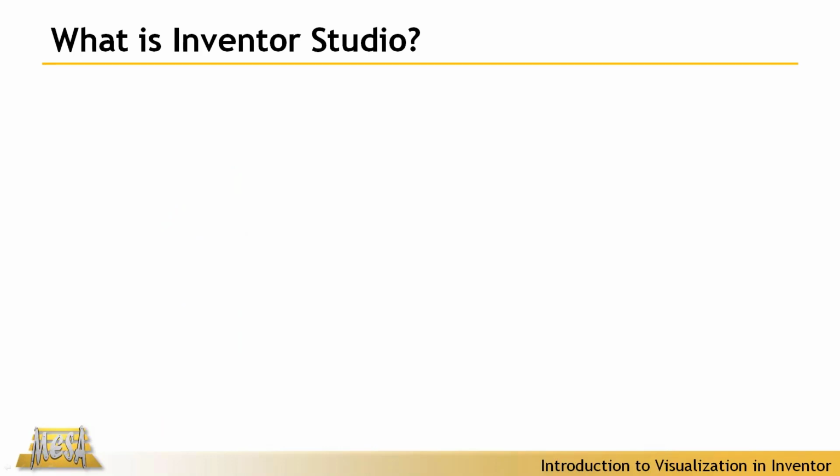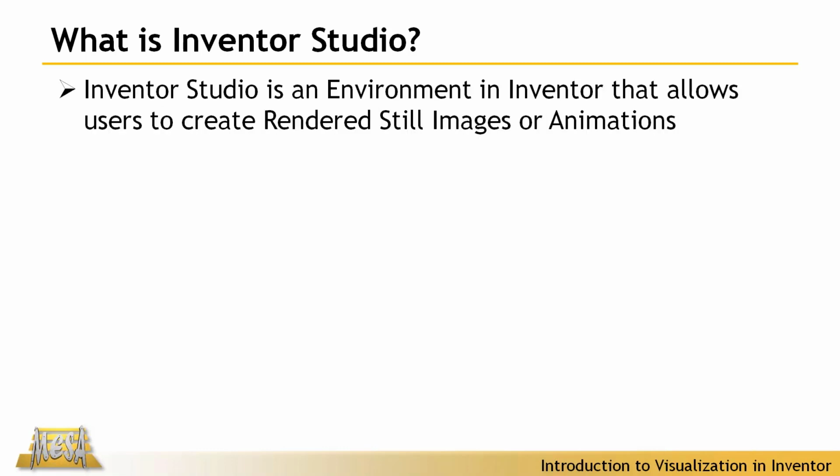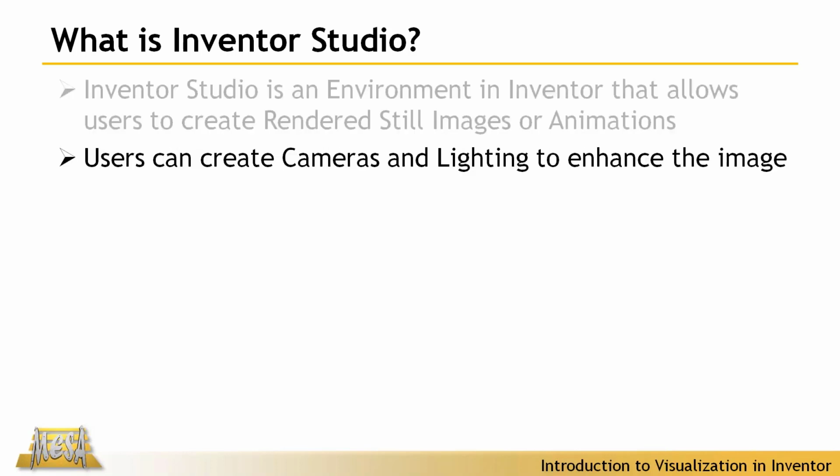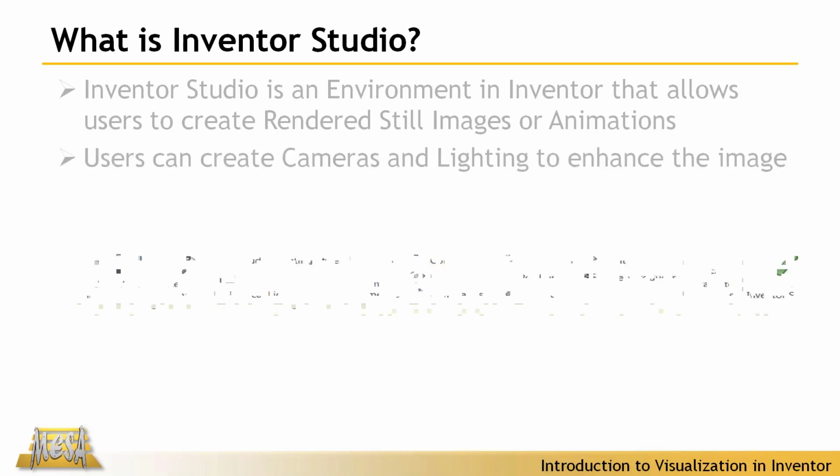So let's talk about Inventor Studio. What is Inventor Studio? Inventor Studio is an environment or sub-environment in Inventor that allows users to render still images or animations. It's pretty straightforward. Users can create cameras and lighting to get the right scene. I always think to myself that my first step is to set the scene, just like I'd be making a movie or taking a picture. I've got to get the scene set up just the way I want. And again, that's partially through cameras and lighting, also setting up the materials, or more specifically the appearances for your model.